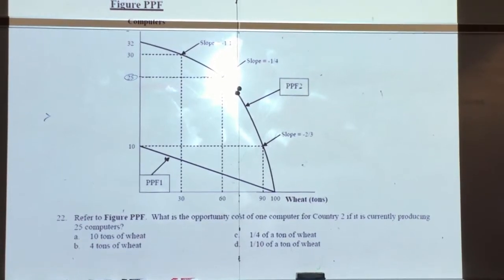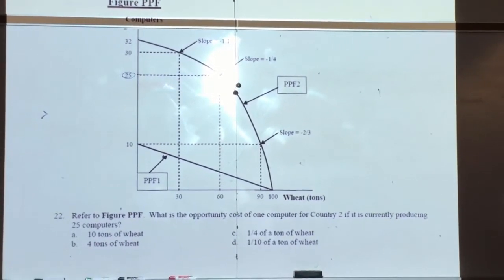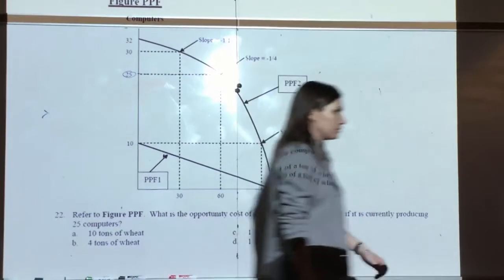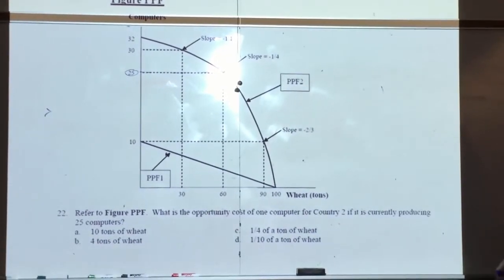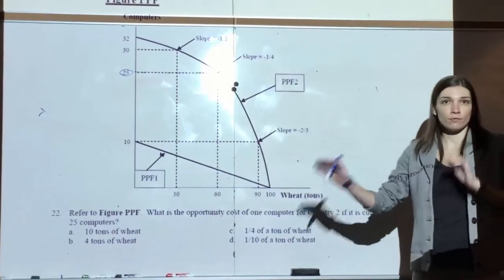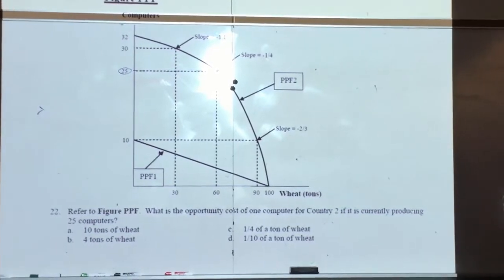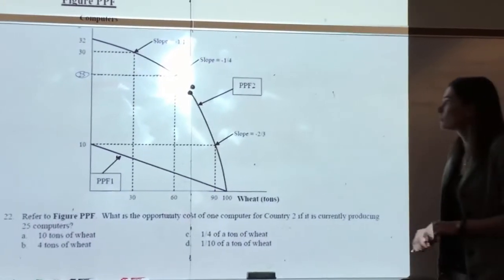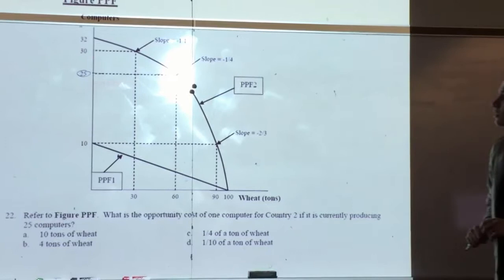What is it? 4 tons of wheat. Exactly. Why? It's 4 tons of wheat, but why? 100 divided by 25.